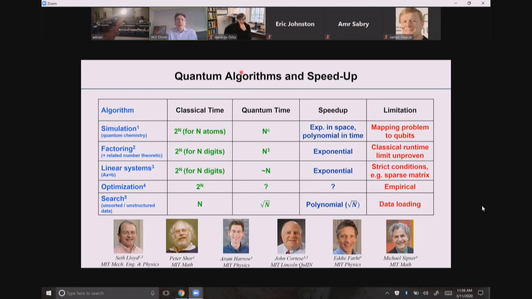So there are a number of quantum algorithms and speed ups associated with them, and I won't read through the entire table, but let me say that the major algorithms, as I've described, are simulation, such as quantum chemistry, factoring or related number theoretic algorithms, solutions to linear systems of equations, optimization, and search. You can see here the classical time it takes, oftentimes exponential, and the quantum time, often polynomial or quadratic improvement. And so there's a substantial speed up for these types of algorithms.